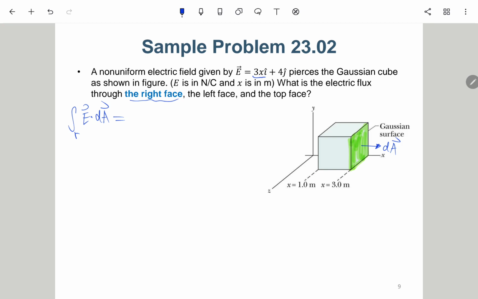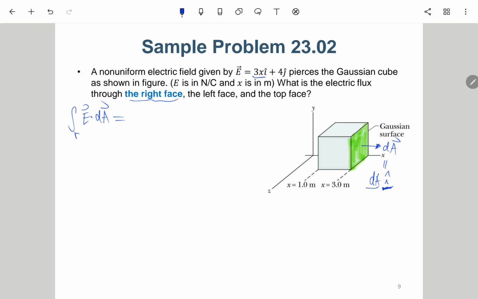So what is dA? dA is the magnitude of dA, and then this is the positive x-axis. Positive x-axis means it is actually i hat, right? So this is the magnitude, this is the direction. The magnitude of the unit vector is 1, so it doesn't influence the total magnitude. So the dA vector will be dA times i hat.